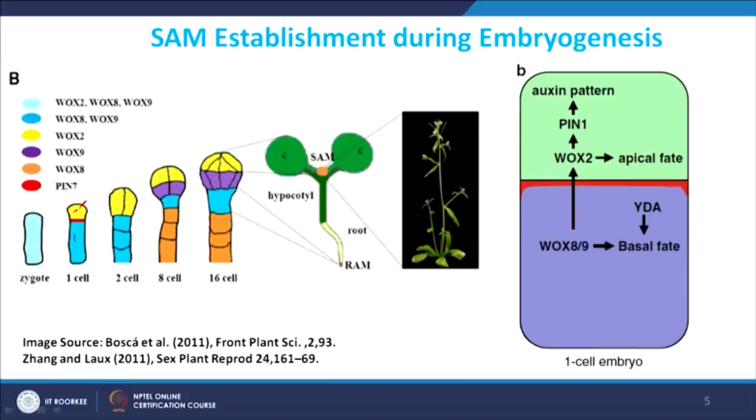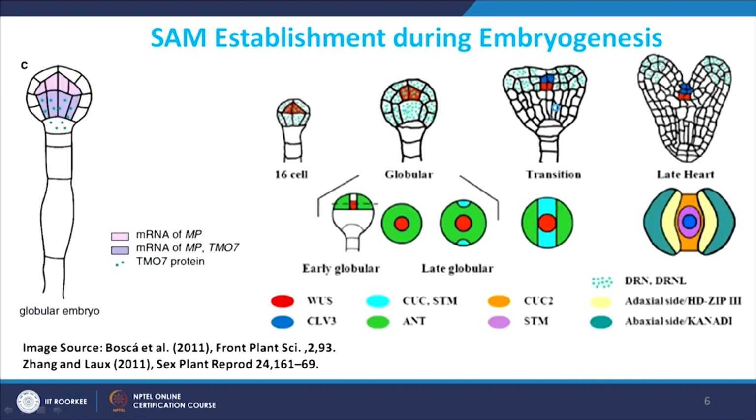After cell division at the first cell embryo, the basal cell fate is promoted by WOX8 and WOX9, and then WOX8 and WOX9 somehow restrict WOX2 expression to the apical fate, and WOX2 activates PIN1, which is a regulator of the auxin signaling pathway. And then there are other regulators that help in positioning the stem cell, or establishing the shoot apical meristem, during embryogenesis.